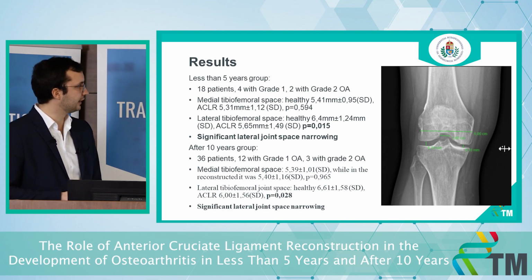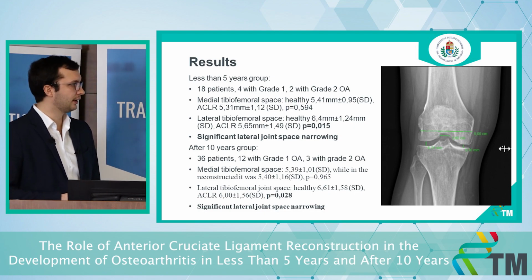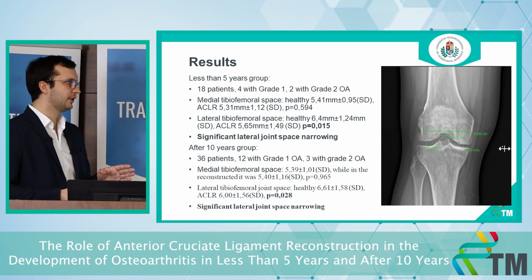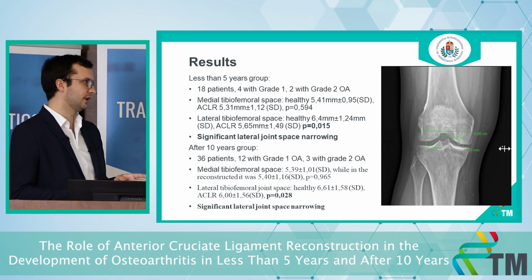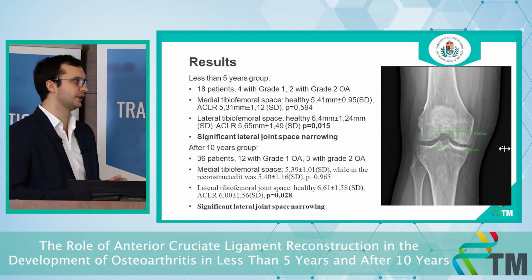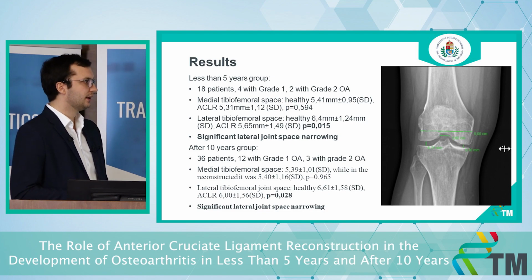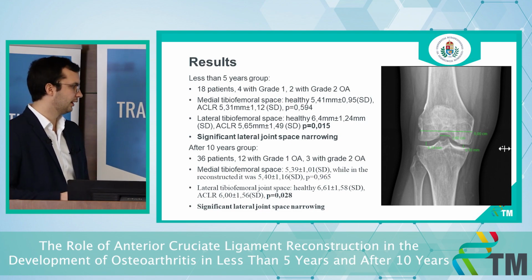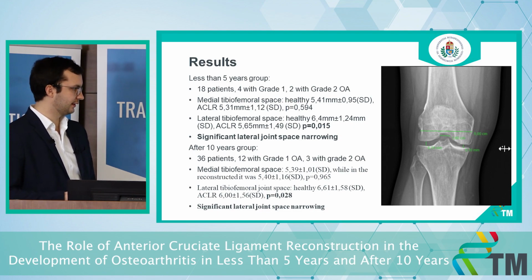I'm not going to go through all the results, but the interesting thing is that both the less than 5 years and more than 10 years groups had significant lateral joint space narrowing. I have to say that when we tried to standardize the population, we chose patients with an indirect injury mechanism, an indirect valgus mechanism. Maybe this is the reason why we see early and also late lateral joint space narrowing after the injury.